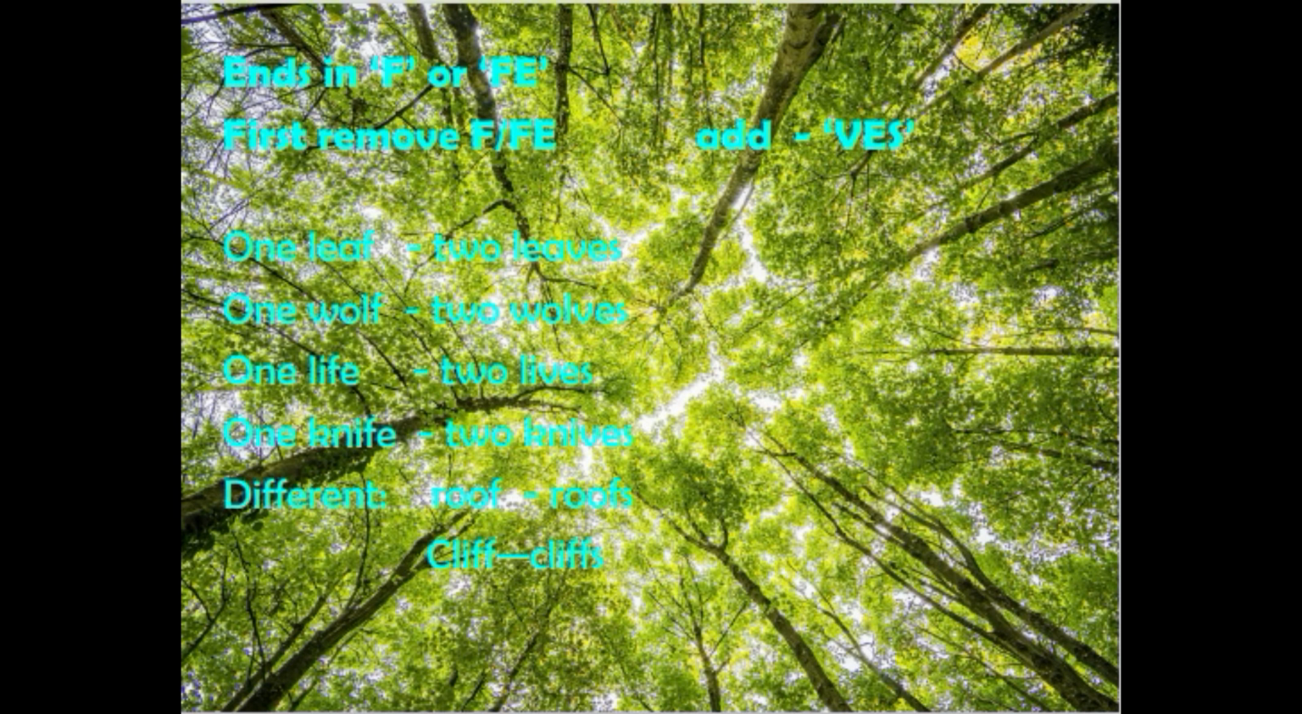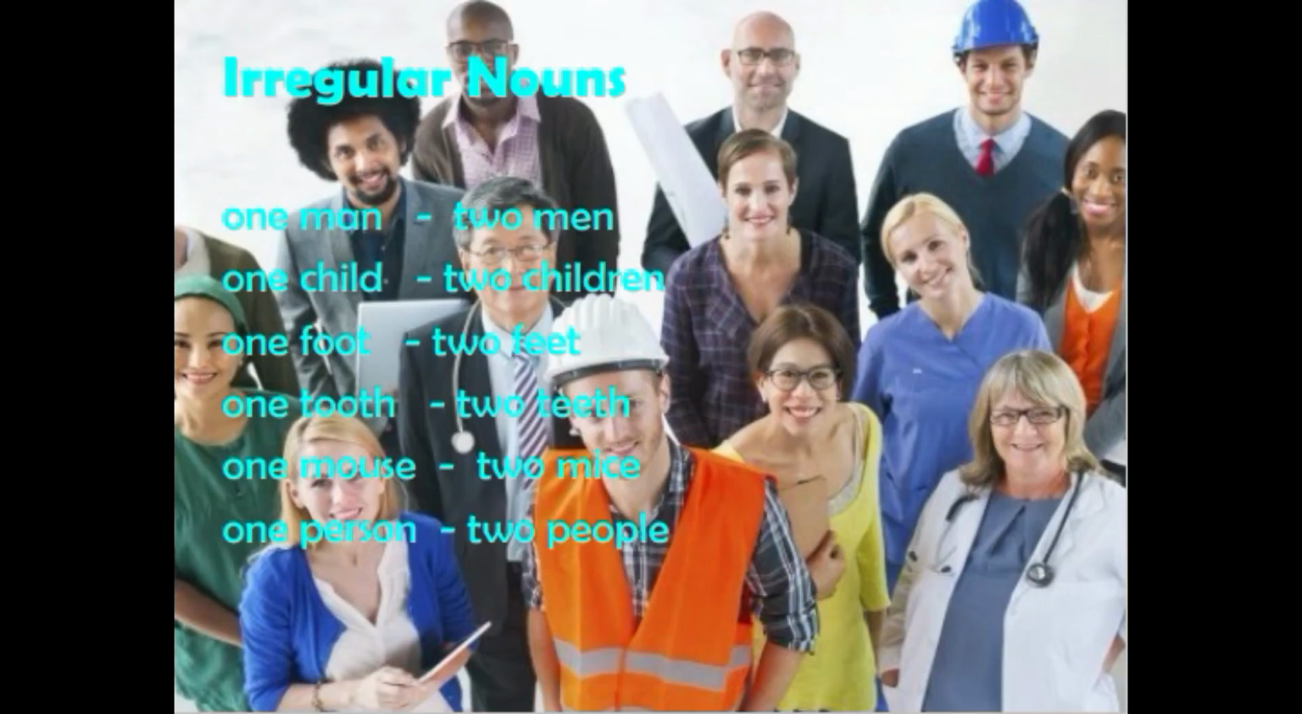Step 7. Words that end in the letters F or FE: remove the F or FE and add VES to make plurals. One leaf, two leaves. One wolf, two wolves. One life, two lives. One knife, two knives. Different: roof, roofs. Cliff, cliffs.